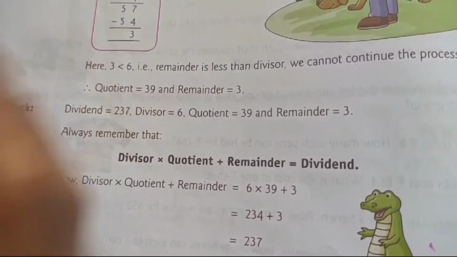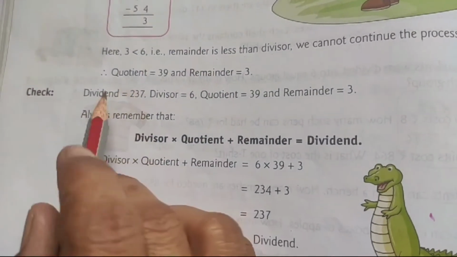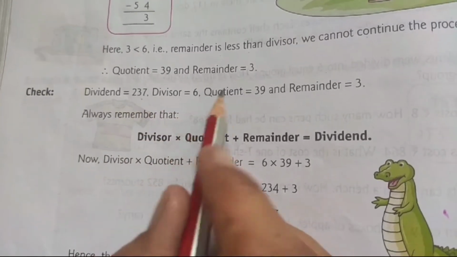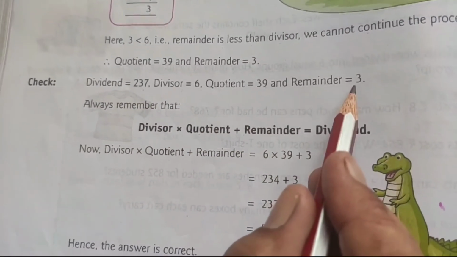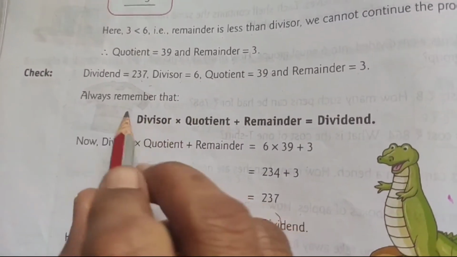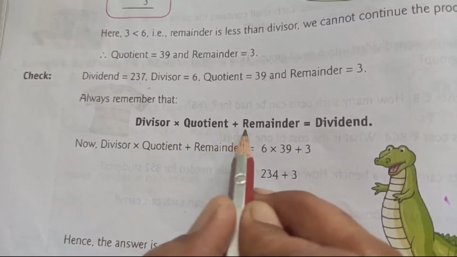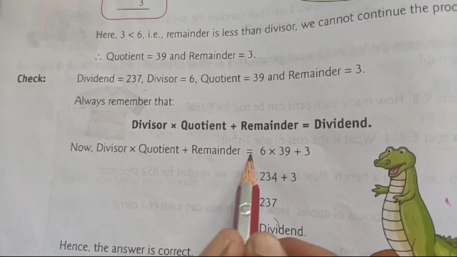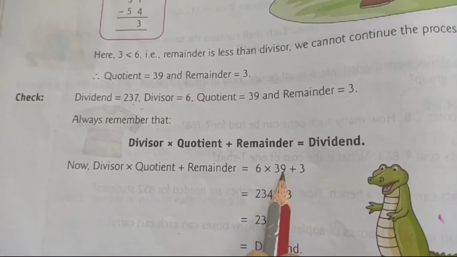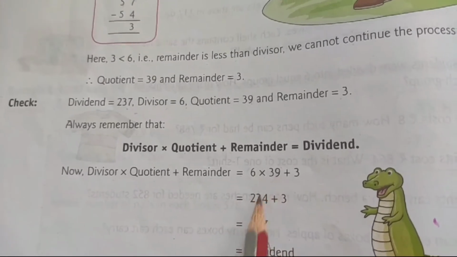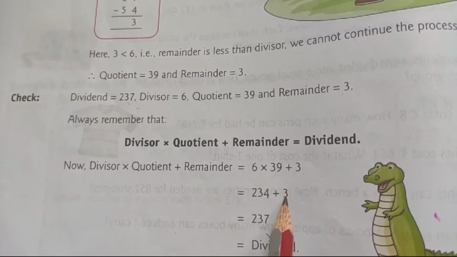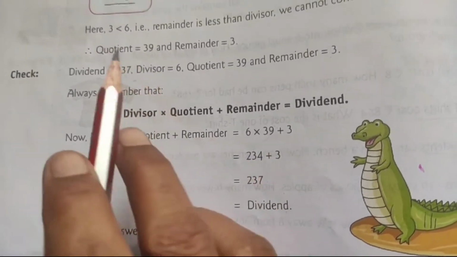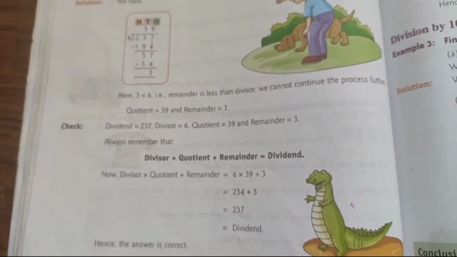Now it is given here, check the result also. So you are going to check with the formula. Dividend is 237, divisor is 6, quotient is 39 and remainder is 3. Formula is divisor into quotient plus remainder is equal to dividend. Put the values: 6 into 39 plus 3. Multiply this, that is 234 plus 3, so it is 237. So 237 is our dividend. That means our answer is correct.